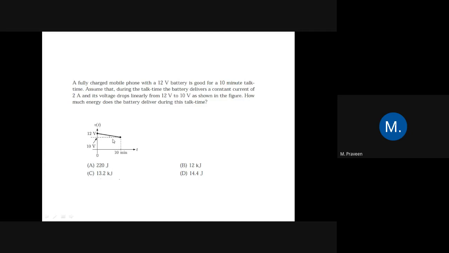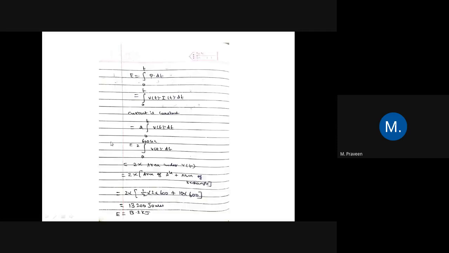So the integral of V of T is nothing but the area under V of T. If you look at the diagram, the first part is going to be a triangle and the second part is going to be a rectangle. So we have a combination of triangle as well as rectangle, and we have to find the area of the triangle and the area of the rectangle. The area of a triangle is half into base into height, and the area of a rectangle is length into breadth. Just substitute the values here. So 2 into the area of triangle plus area of rectangle, that is the area under V of t.